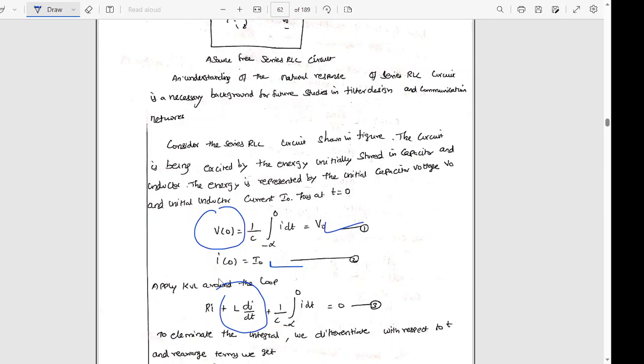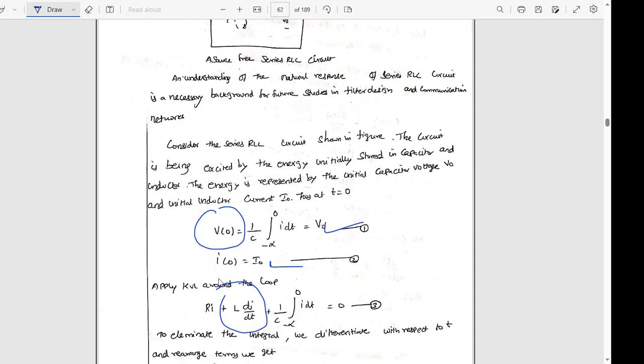And the voltage across the capacitor will be represented as 1 by C, integral from minus infinity to 0 of I dt, equal to 0. Why do I mention minus infinity to 0? Because the source will be connected only up to time 0. We are assuming the initial time is 0; we can consider it as t also. So 1 by C integral of I dt is the voltage across the capacitor.